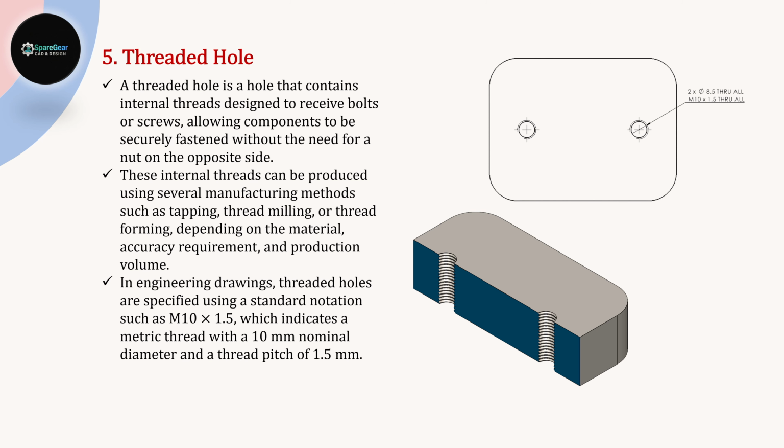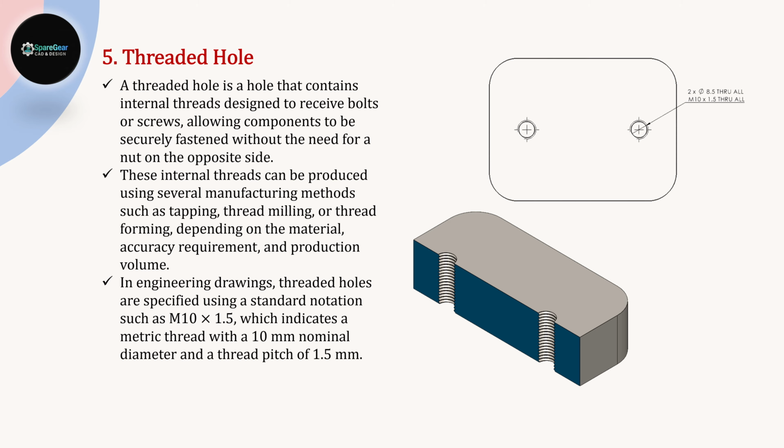A threaded hole contains internal threads that allow bolts or screws to be directly installed into the component. These threads are typically produced using the tapping process. Threaded holes are widely used in machine assemblies, mechanical frames, and engine components. A common thread specification is written as M10 by 1.5, where M indicates the metric thread, 10 represents the diameter, and 1.5 represents the pitch.